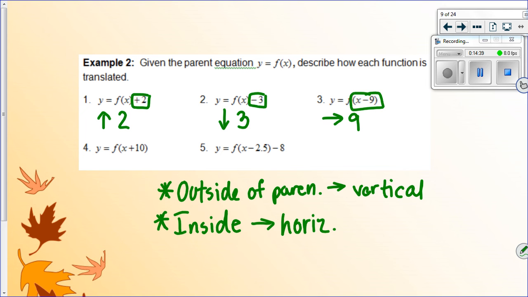Right, and again, number 4, the opposite of what we think. That's going to be my horizontal translation. It's going to be left 10. So plus 10, opposite of what we think, left 10. And finally, number 5, I have both. So it's like inside of the parentheses first. Inside is going to be horizontal. So it's going to be right, 2.5. It's the opposite of what we think. And outside of the parentheses is vertical. That's what we would normally think, and that's down 8 units.